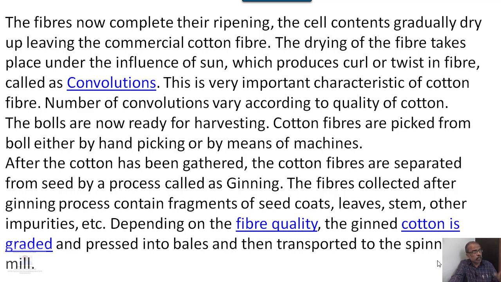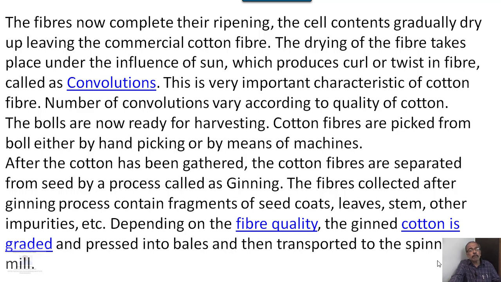So finally, grading is required for this cotton, so that it is classed into a certain particular class, or it can be attributed a certain list of properties, and these properties are helpful for the further spinning process on the mechanical machines. So this is how it is there. Now the convolutions play, as I have stated, a very important role.